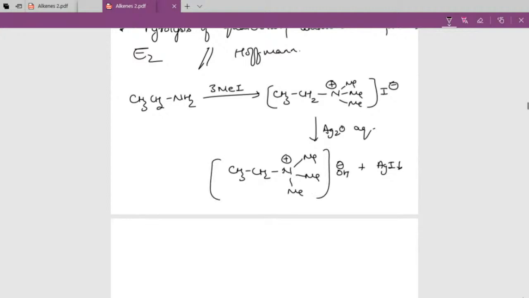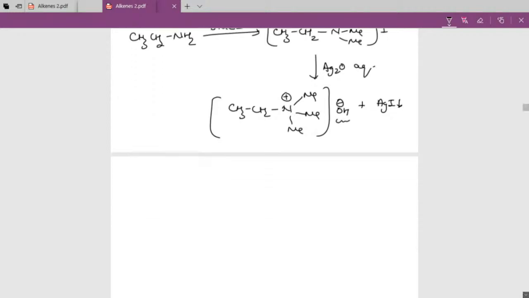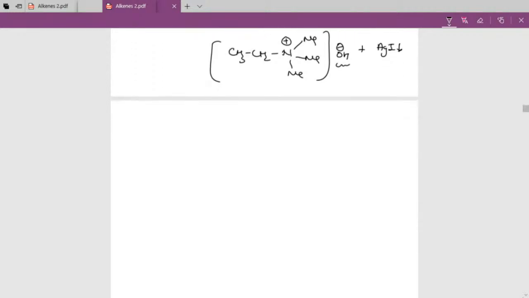Why did we do this? Because hydroxide is a stronger base. If I heat it, this base can cause elimination. But I negative was a poor base. It could not serve my purpose. So once I have reached this, now NMe3 plus OH minus is in the medium and we are heating.